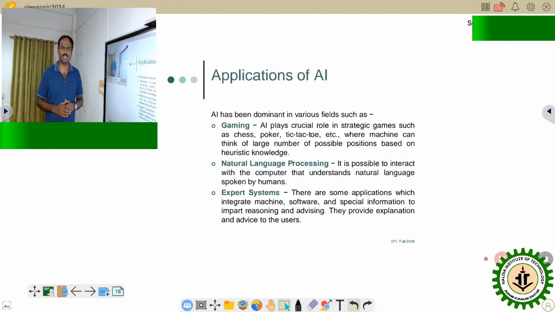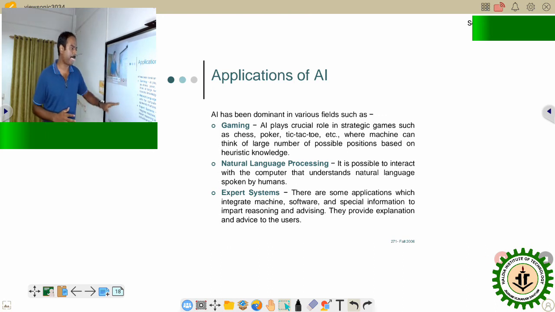Now there are real life applications. We can see gaming. Students can play chess, and they can play different types of games like PUBG. Yes, it's a very important game for students today. Such kinds of games are applications of AI.